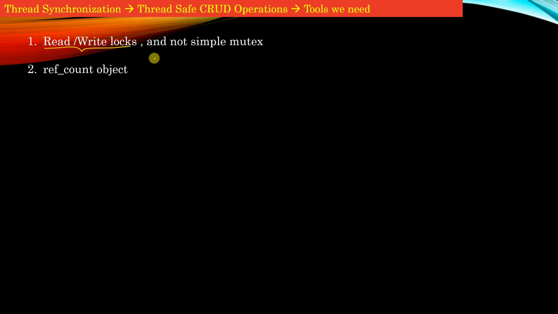So going forward, what are the tools we need in the first place in order to implement our thread-safe and highly concurrent CRUD operations? First of all, we need to know how to work with read-write locks and not simple mutexes. So we would need pthread rwlock_t type of locks, and we don't need simple mutexes.